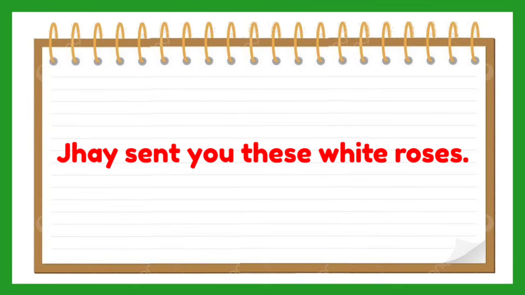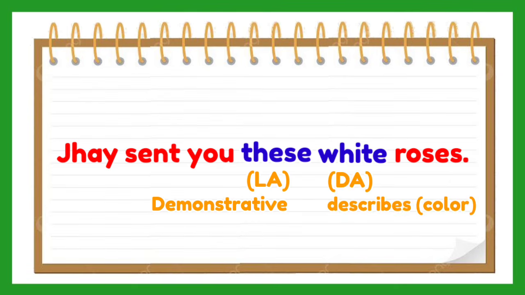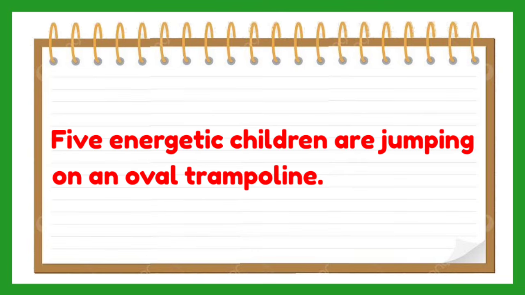The adjectives in the sentence are these. It is a limiting adjective. The other one is white, a descriptive adjective. They both modify the noun roses. Last one. 5 energetic children are jumping on an oval trampoline.